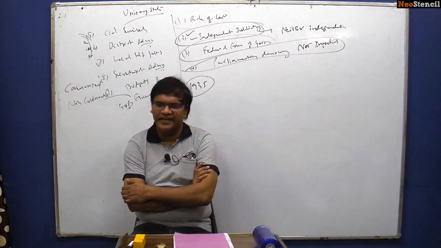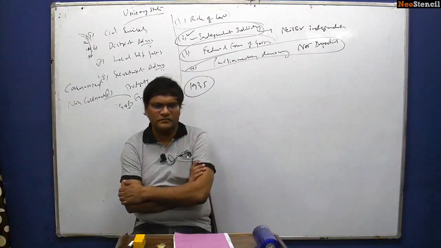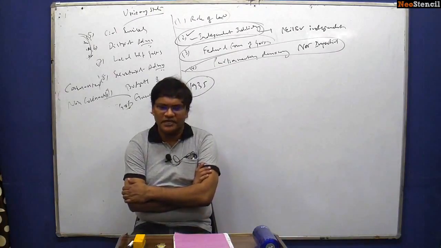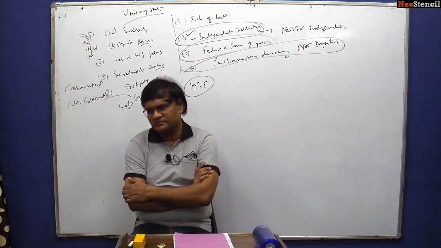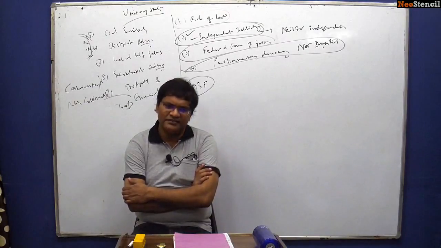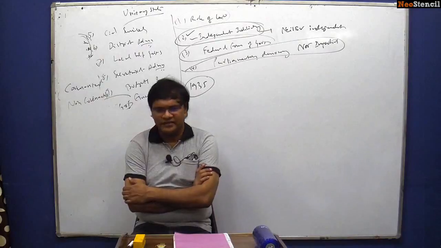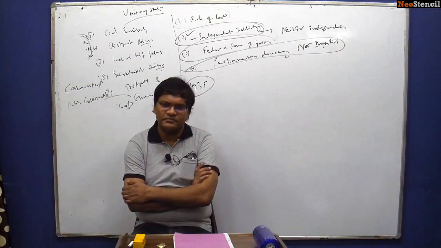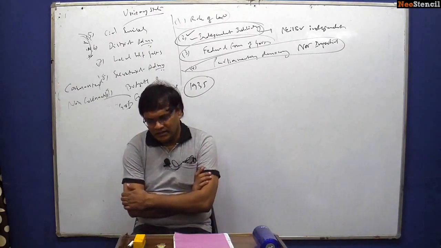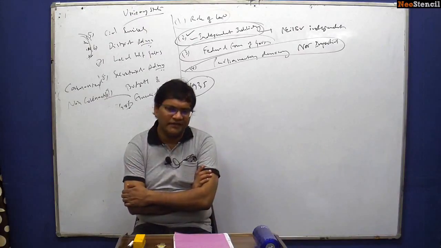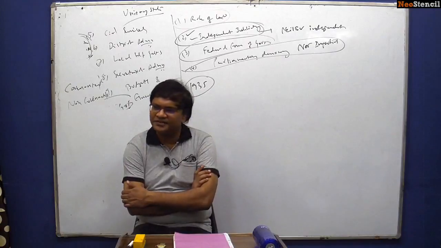Then the empire was divided into various provinces, what at present we call the states. Each province was headed by a governor. Who were appointed as governors? Normally, the sons of the emperor were appointed as governors. For example, Aurangzeb was the governor of Deccan province. And provinces were further divided into military districts.